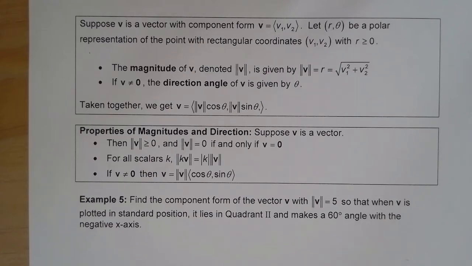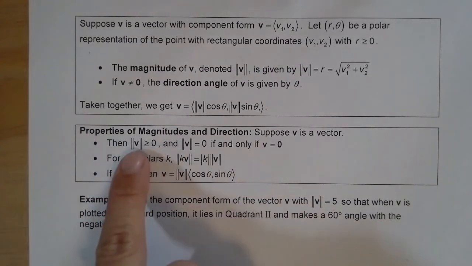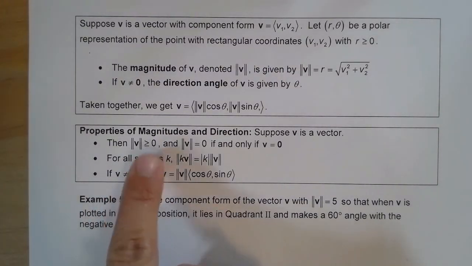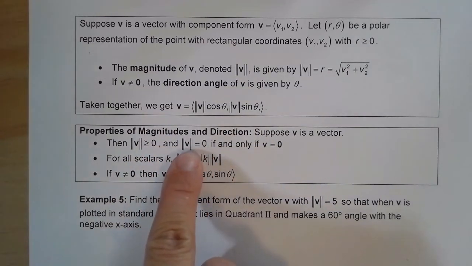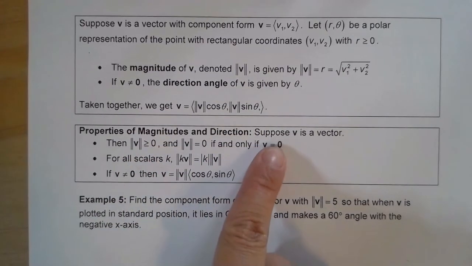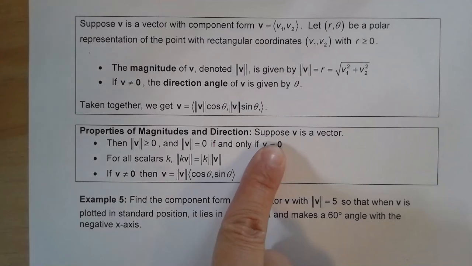All right, properties of magnitude and direction. Suppose v is a vector. Then the magnitude of v is greater than or equal to 0, and the magnitude equals 0 if and only if v is 0. So, in other words, we know the magnitude has to be greater than or equal to 0, and if the magnitude is 0, that must mean that v is the 0 vector.